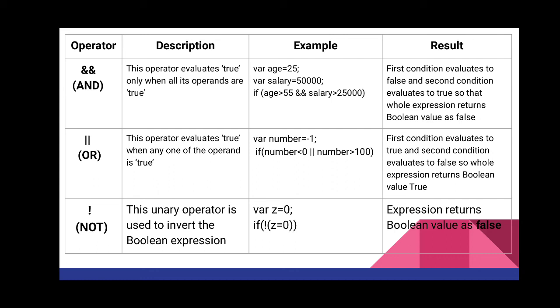Here, variable age is 25 and variable salary is 50,000. Now here you have to check multiple conditions. What we want to check is if age is greater than 55 and salary is greater than 25,000. Here you have to check two conditions.